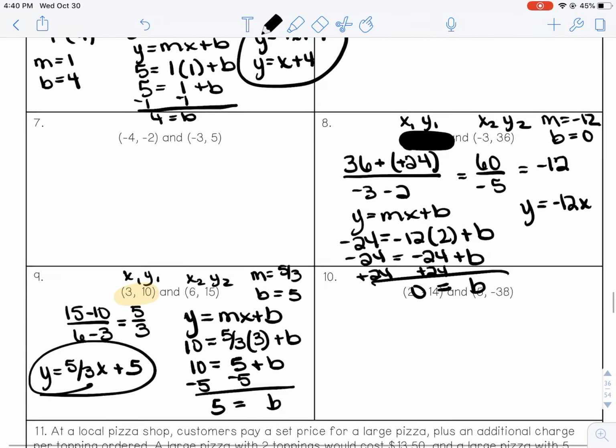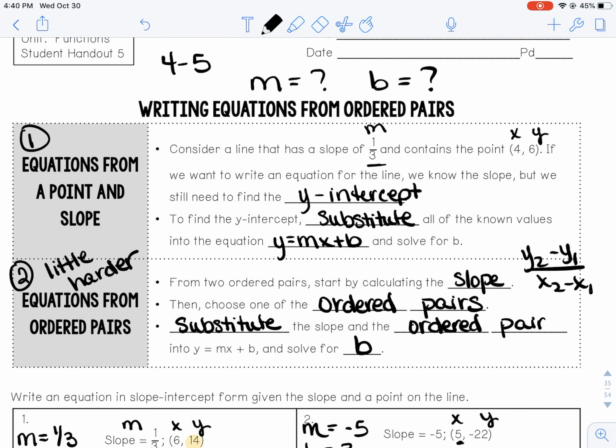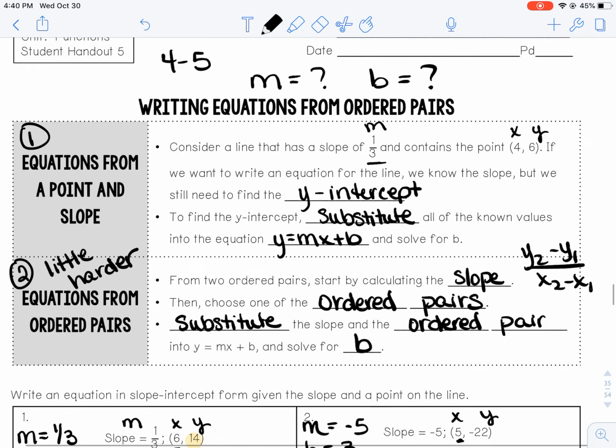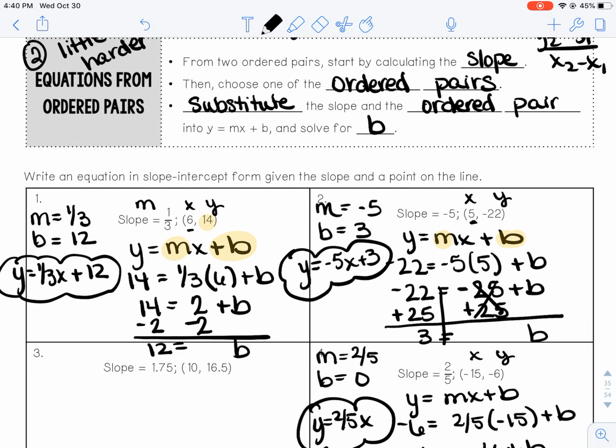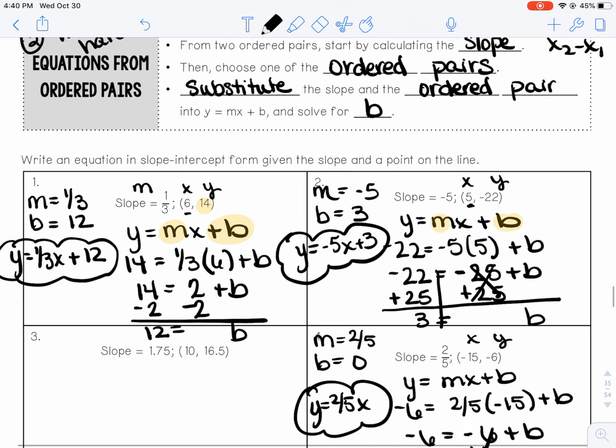All right, let's kind of recap what we did today. So watch your eyes again because I'm going to scroll to the top. We wrote equations from a point and a slope. So they gave us a point and they gave us the slope, and we just substituted everything in, found b, and then wrote our equation. That's what these first three were like here. Okay, the second part was a little harder. We had ordered pairs. We had to find the slope from the ordered pairs, and then we picked a pair, didn't matter which one, and did everything that we did on number one, substituting them in, then solving for b.